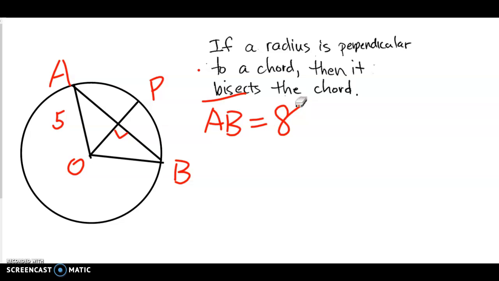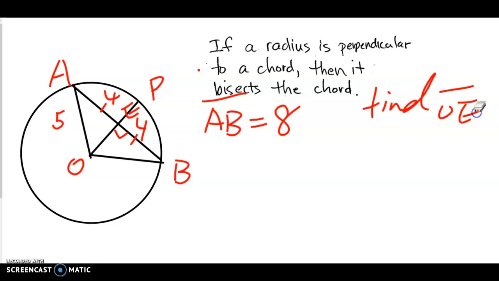If AB is equal to 8, based on the theorem, it's perpendicular, and if it's perpendicular, then it bisects. Bisect means half. So each part will be 4, because 4 plus 4 equals 8. And now my question is to find, there is a point right here, it's E. So my question is to find segment OE.